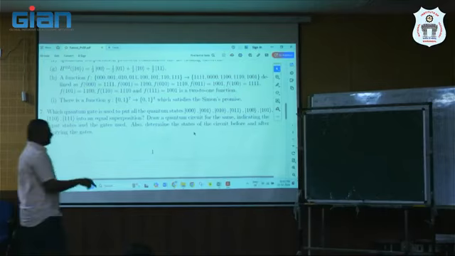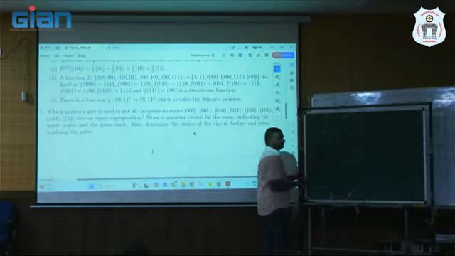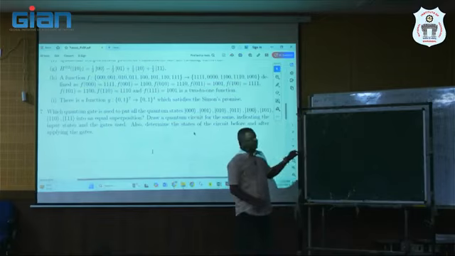What is the cardinality of set A? How many elements are there in set A? 2 power 7. How many elements are there in set B? 2 power 4. Okay.